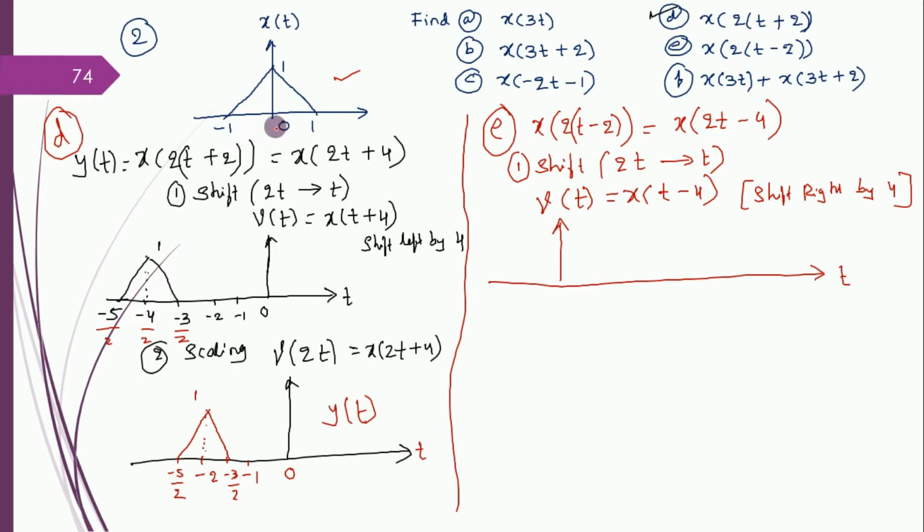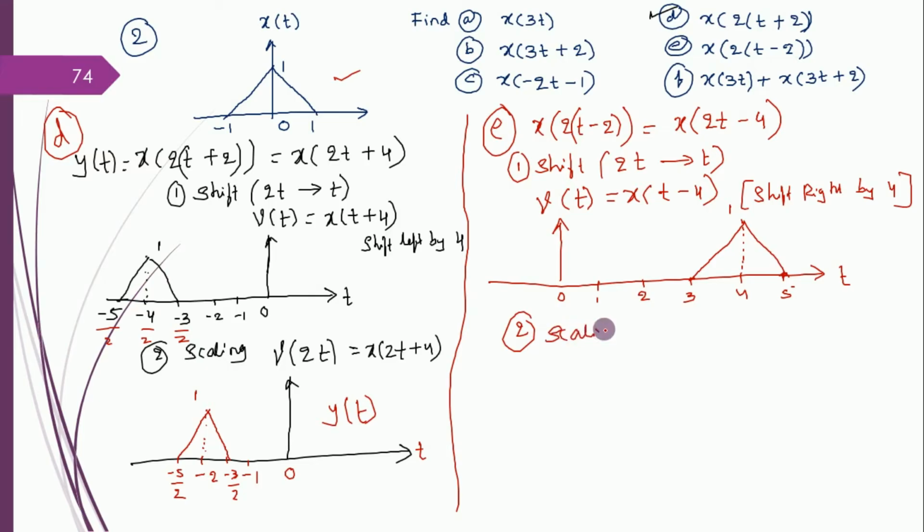So this is v of t, this is t axis. Shift the original signal, this is the original signal, by 4 times. 0 comes at, let me write it. So 0 comes at 4 because it is shifted by 4 times to the right. Minus 1 comes at 3 and plus 1 comes at 5. So if I draw the original curve as it is, this is how it looks.